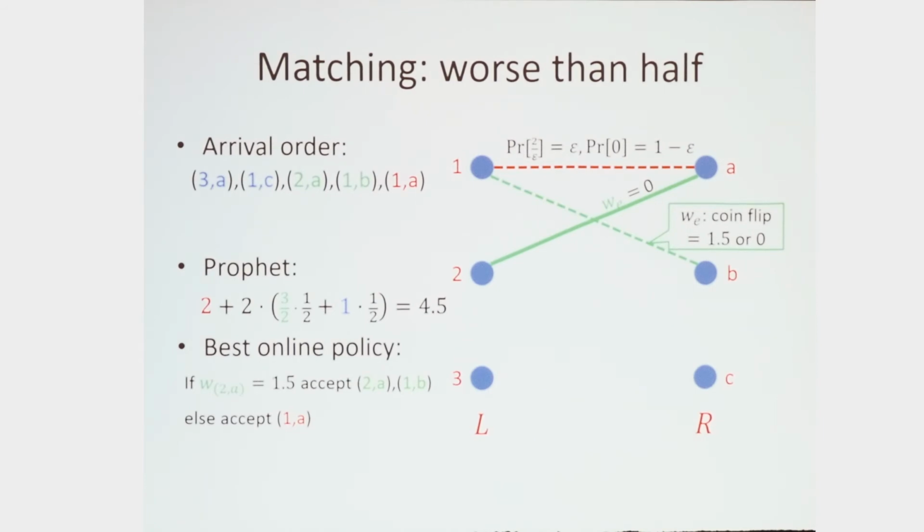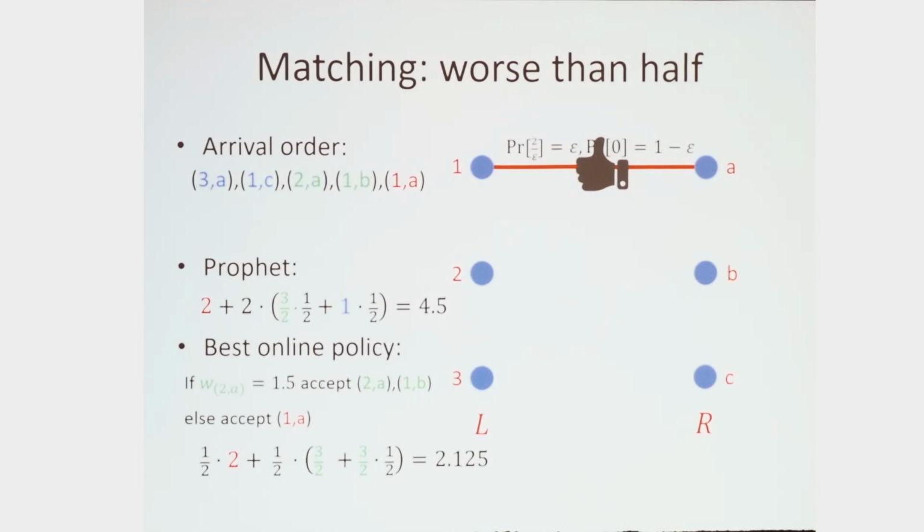Otherwise, if the weight of the edge 2A is 0, we just reject both green edges and take the final red edge no matter what. You can do the math, and with probability 50%, we're going to get the red edge, which gives us 2. With the remaining probability 1/2, we're going to get the guaranteed 3/2 plus the bet on the coin toss for 1B. So overall, we get 2.125, which is smaller by more than factor 2 than 4.5.